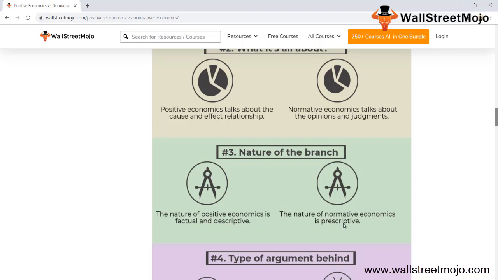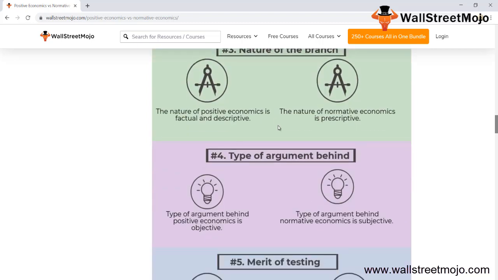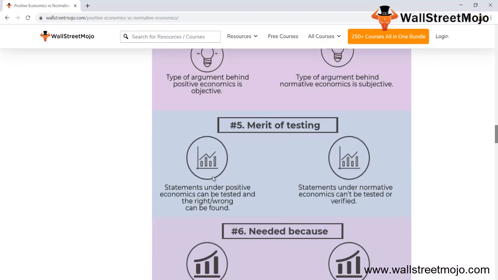The nature of normative economics is prescriptive, cannot be exact. Now the type of the argument behind positive economics is what? Objective. And the type of the argument behind normative economics is subjective. Now, what is the merit of testing?